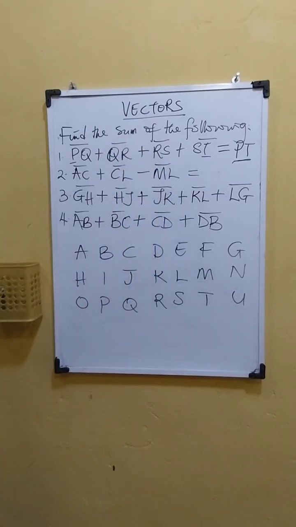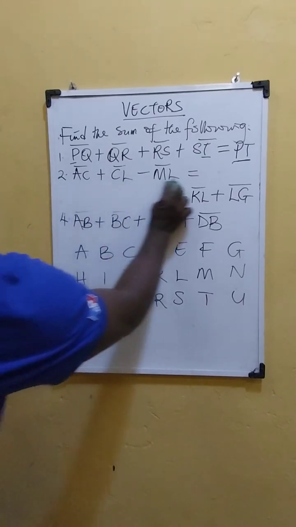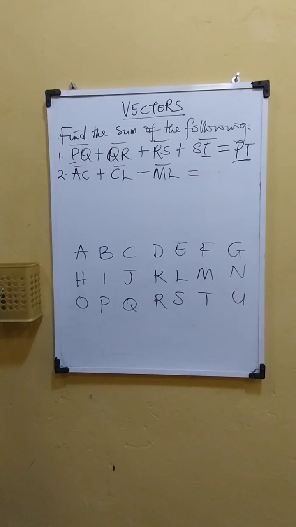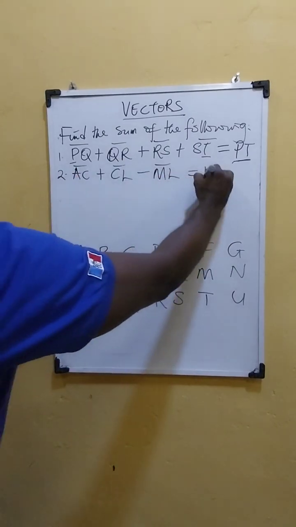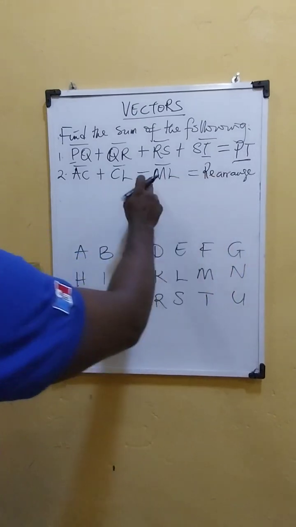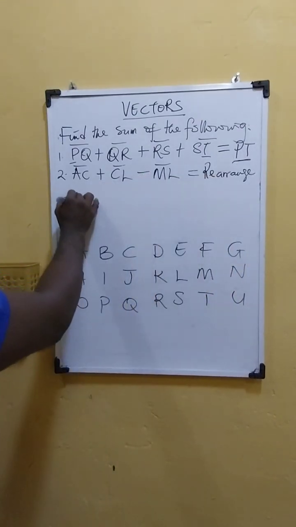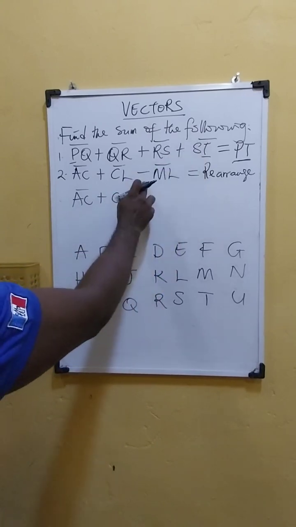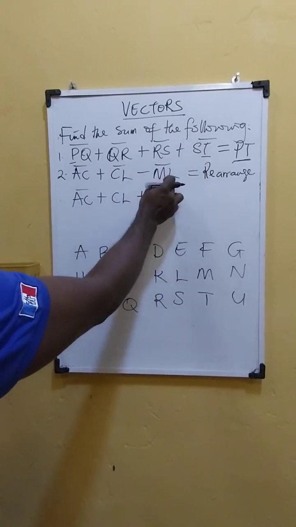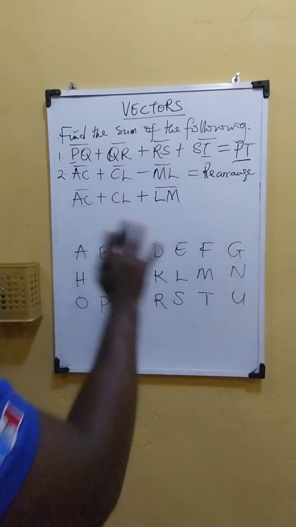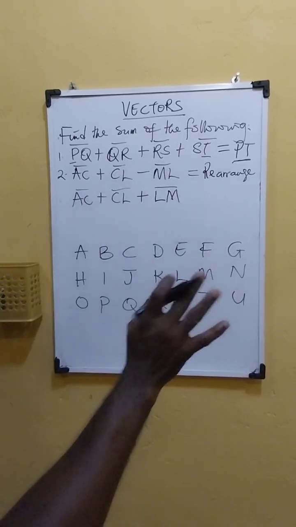So permit me to take out this part. We are going to bring it back again. What you are going to do now is to rearrange, to take away the negative. So you are going to have AC plus CL. How do you rearrange to become positive? You take the L this way and the M the other way. As simple as that. Nothing else.